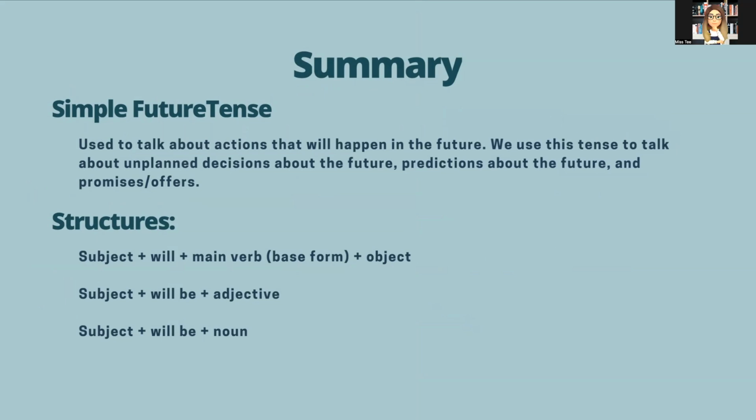Structures. We looked at 3 different structures today. We looked at the subject plus will plus the main verb, which is in the base form, plus the object. Then we use the subject plus will be and an adjective, a describing word. Then we use the subject plus will be plus a noun. So the noun is usually a job, an occupation, or a type of person. And so these are the structures that you will likely use.